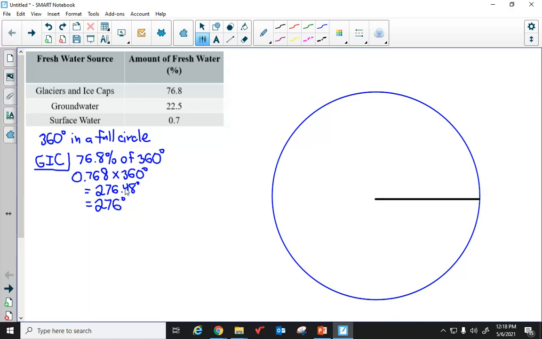When you round a number, you only round once. So if I'm rounding to the nearest whole degree, then I would just look at the digit that follows. So that 0.4 would cause it not to round.